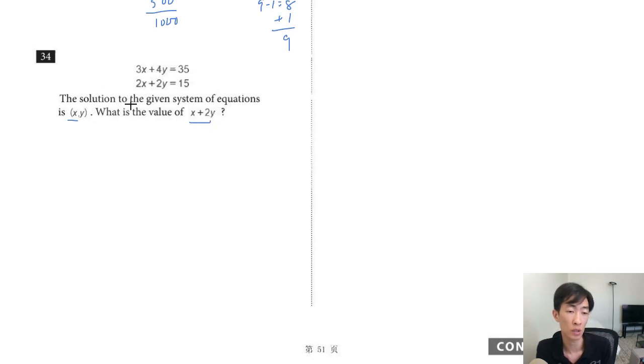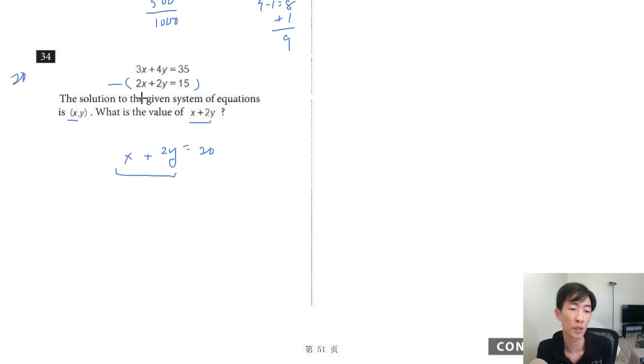What I'm going to notice is they've actually set this up very nicely for us, because if we subtract the second from the first, what's 3x minus 2x? x. What's 4y minus 2y? It's 2y. And 35 minus 15 is 20, and this is exactly what they're asking for, x plus 2y, and so the answer is 20.